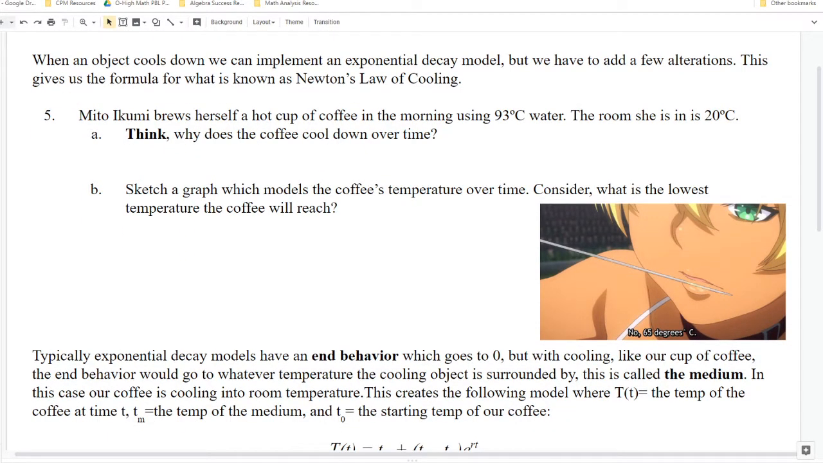So in part A, it says think: why does the coffee cool down over time, right? Because all the energy is being released into the atmosphere. Even though the coffee is cooling down, the temperature inside the room actually warms up because it's absorbing it. Exactly, right. The heat of the coffee is dissipating into the room.